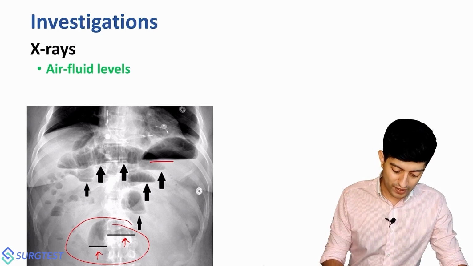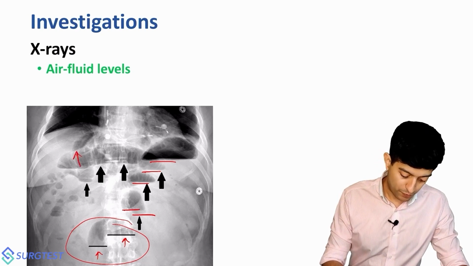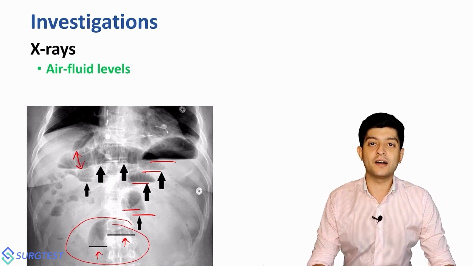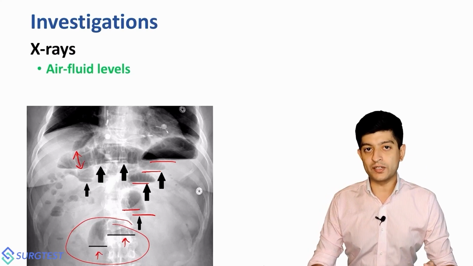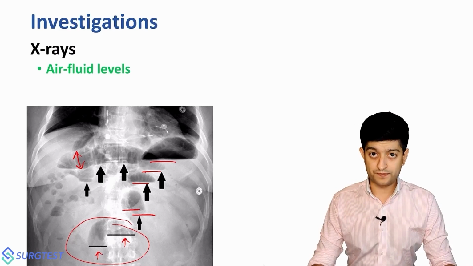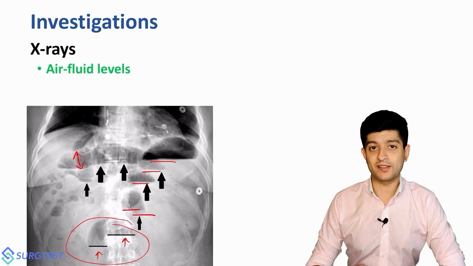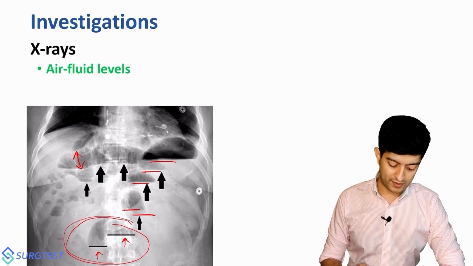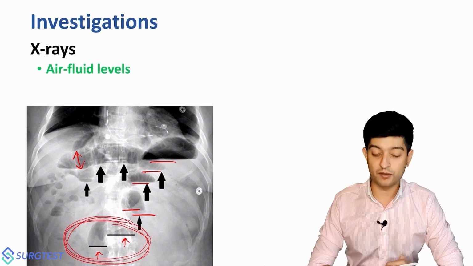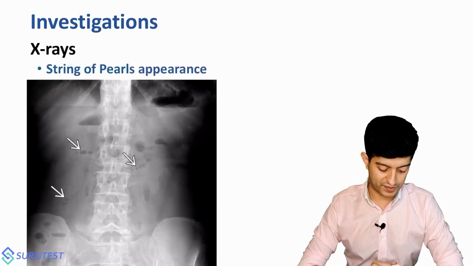The other thing you want is a step ladder pattern of air fluid levels, and you want bowel loops to appear at least 3.5 centimeters across. That helps you lean towards the diagnosis of intestinal obstruction. Please note that not all air fluid levels are pathological. You can still find them. I personally find this sign to be particularly helpful. Unequal air fluid levels within a single loop will help you significantly.